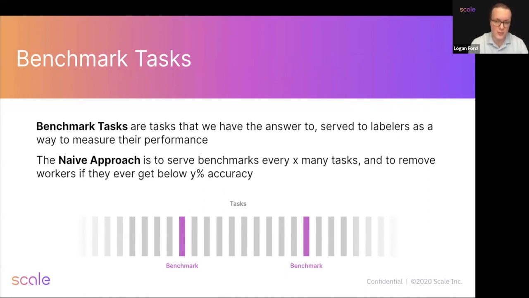So just as a visual here, we can have this queue of tasks. As they're doing tasks, they go on to the next, and then every so often we have a benchmark replace a task, and then we can measure the quality on those to get a sense of what their overall quality is on the project at hand.